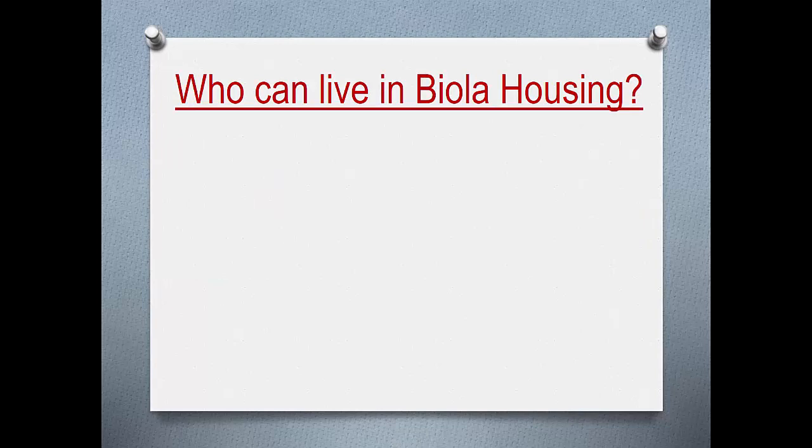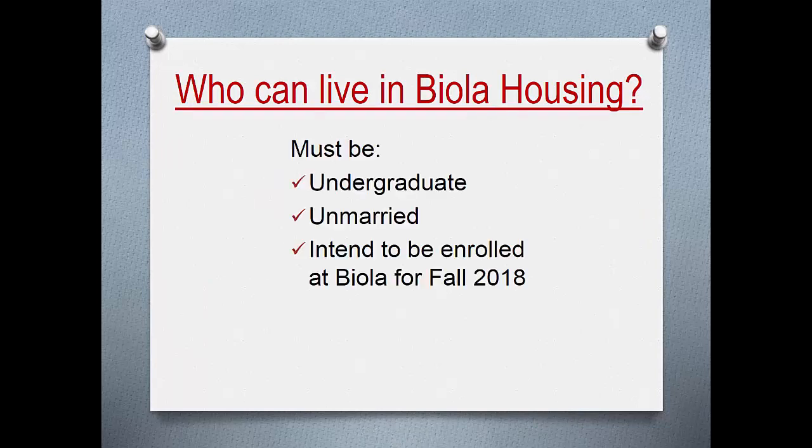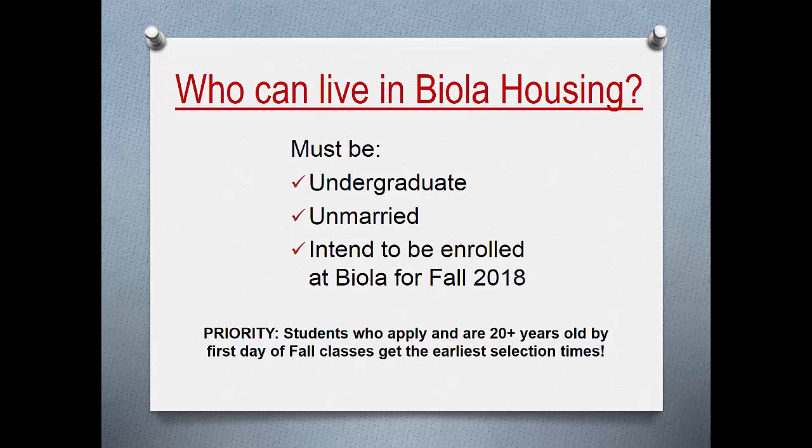To live in Biola housing, you must be an undergraduate student who is not yet married and intends to be enrolled at Biola for fall 2018. Priority to select a room goes to students who complete steps 2 and 3 and are older than 20 years old by the first day of fall classes.